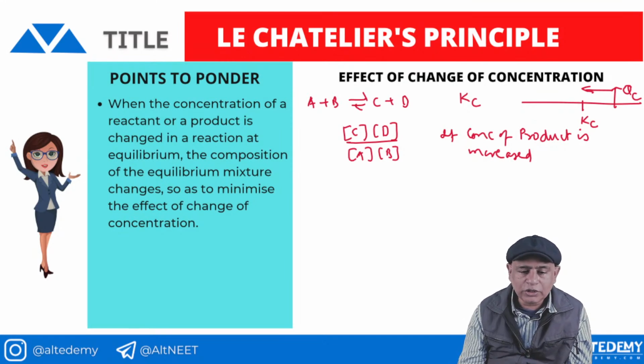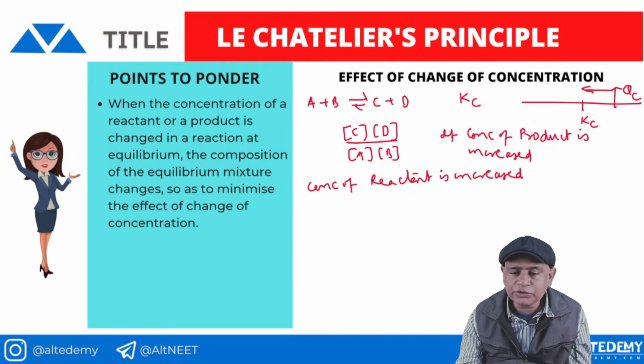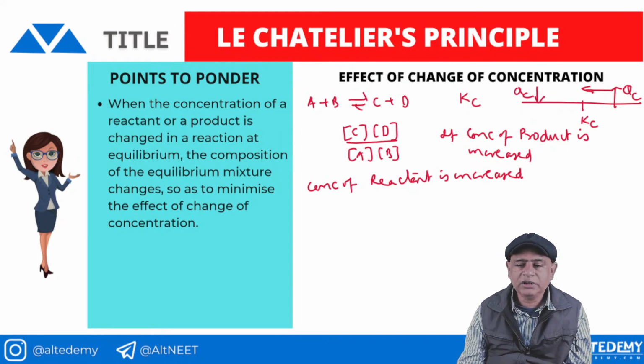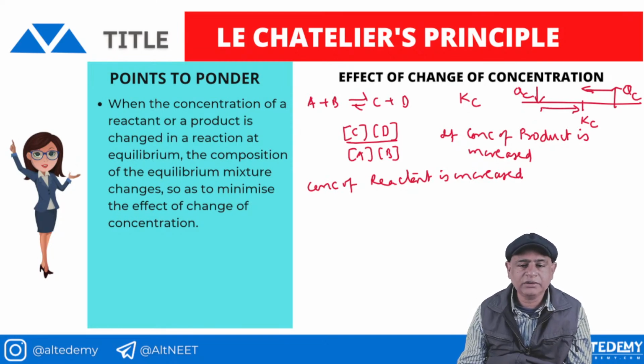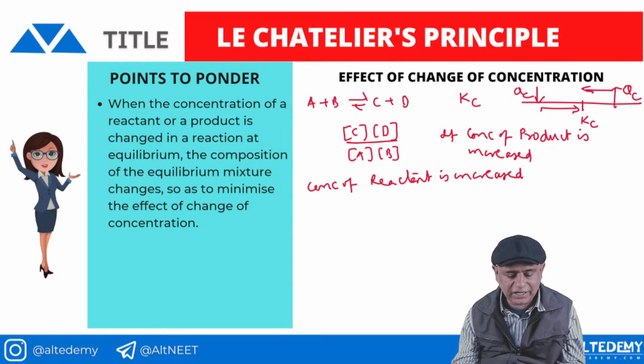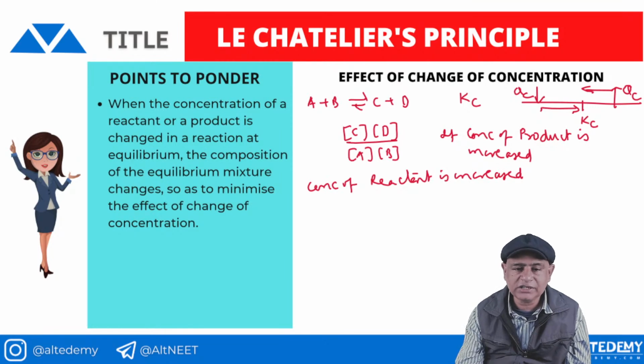Similarly, suppose the concentration of reactant is increased. Now when we are increasing the concentration of reactant, the denominator is being increased. In that situation, a new Qc will be here, and the reaction will start moving in the forward direction. So this is how we are analyzing the entire reaction and understanding the concentration change of the reactant.